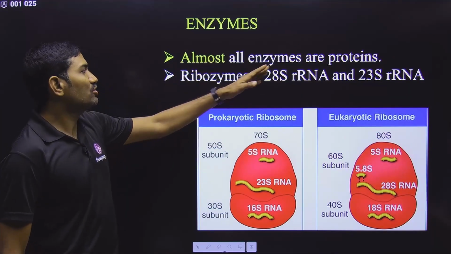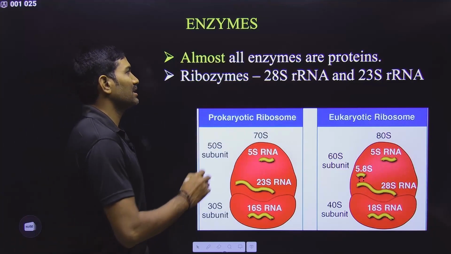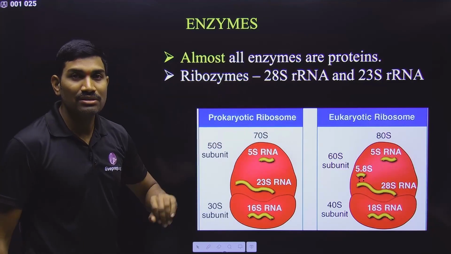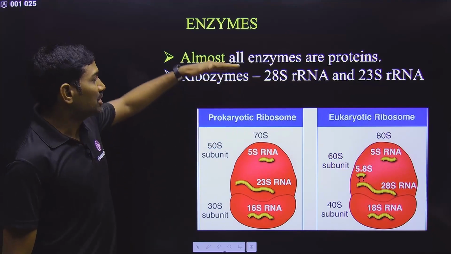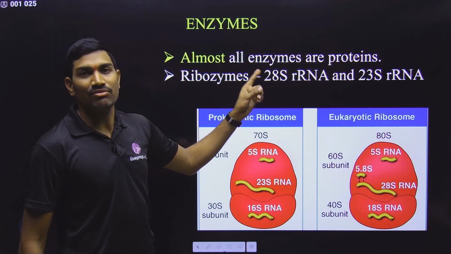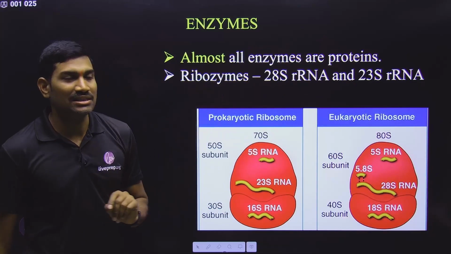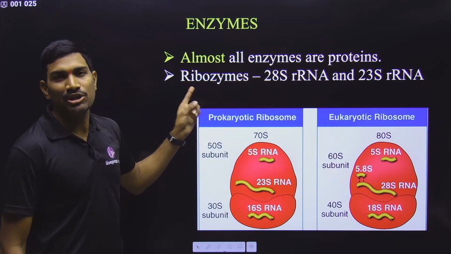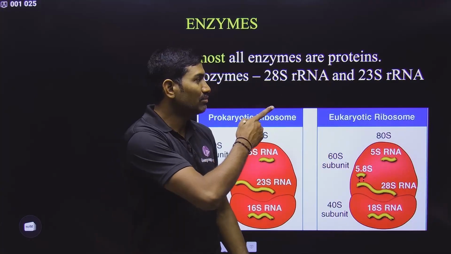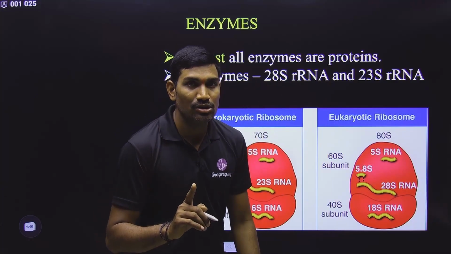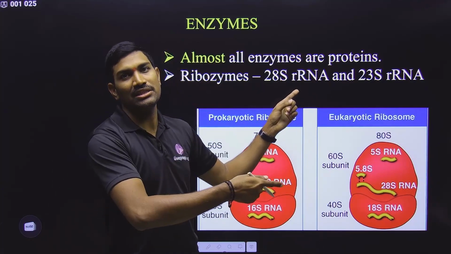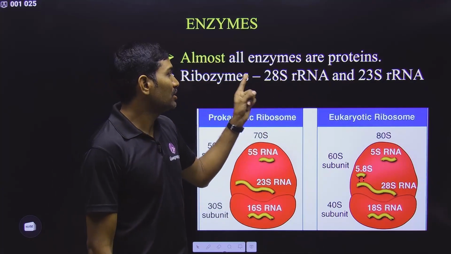Here almost all enzymes are proteins. Please remember, in NCERT they said almost all. They did not say all enzymes because there is an exception. The majority of enzymes are proteins, but there are some enzymes where RNA acts as an enzyme. If RNA acts as an enzyme, it is called a ribozyme. What are the standard examples? I have already mentioned these in the cell chapter also. You should compulsorily remember this.